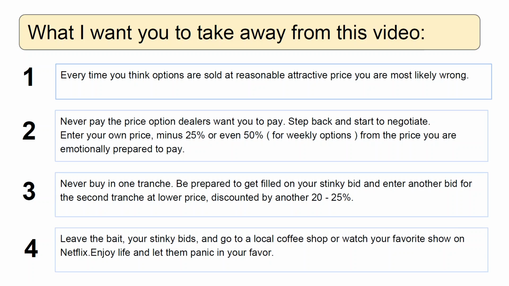The other guys on the other side of the trade might use powerful algos. We took into calculation all the risks. You should never pay the price option dealers want you to pay. Step back and start to negotiate.